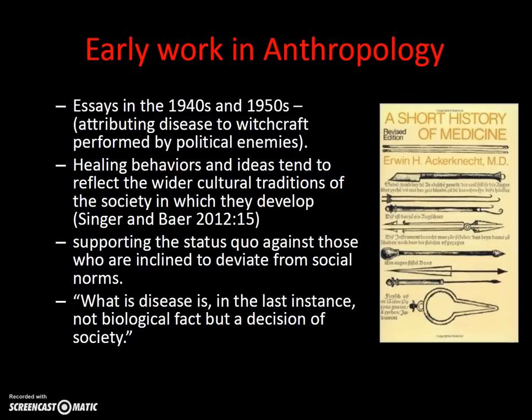Ackerknecht notes that what is disease is in the last instance not biological fact, but a decision of society. So what comes to be considered an ideal body or a healthy body versus the diseased body is a decision that's not necessarily made at the individual level. And we'll get more into discussions of divergences between illness and disease as we progress.